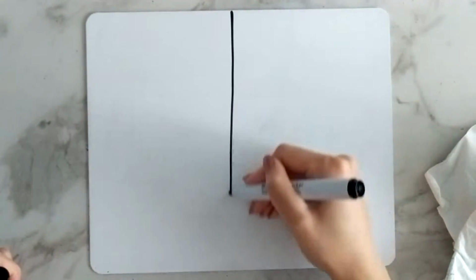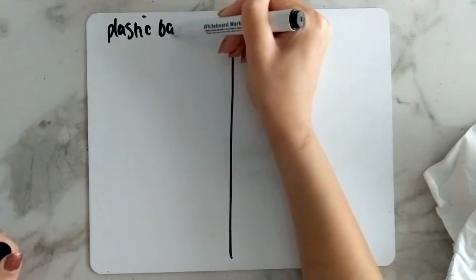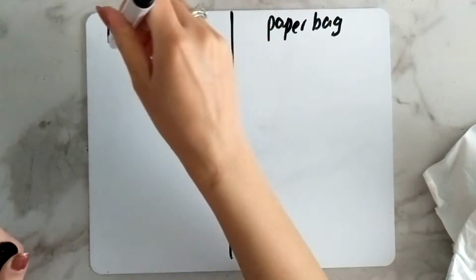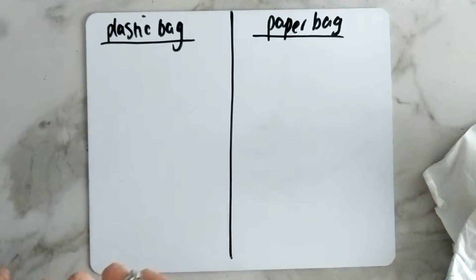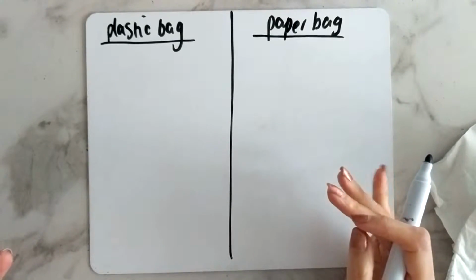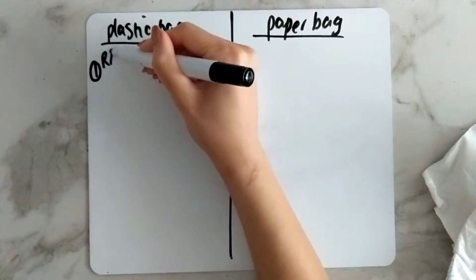So I'm just going to split the board. Let's do plastic bags over here and paper bags over here. You could get a 6-mark question asking you to compare the advantages and disadvantages, or pros and cons, of plastic bags and paper bags. So let's start with stage one, which was raw materials.